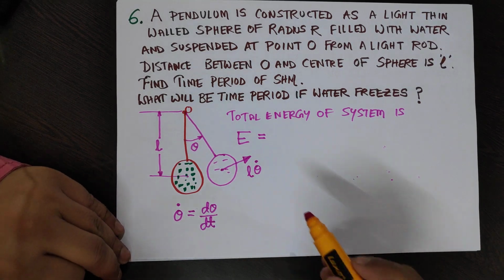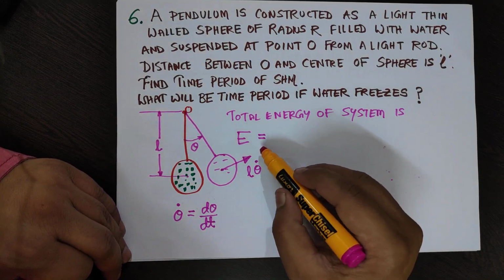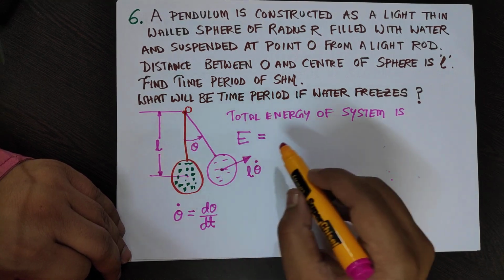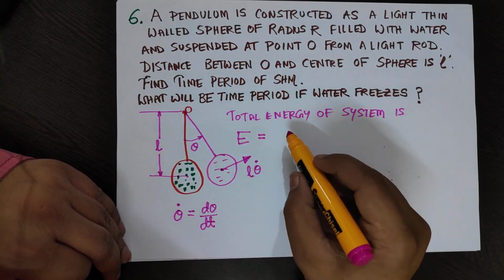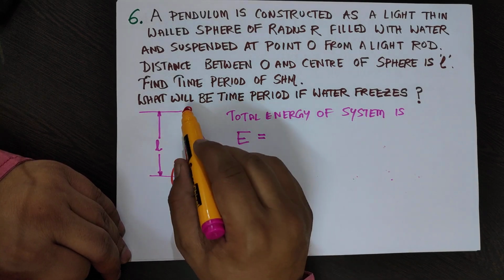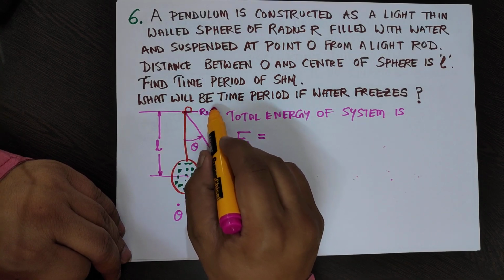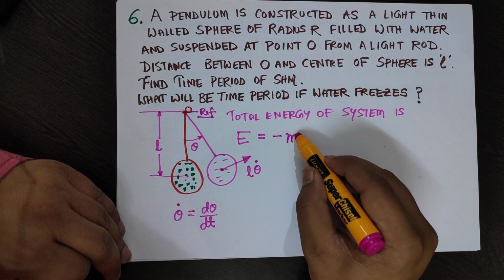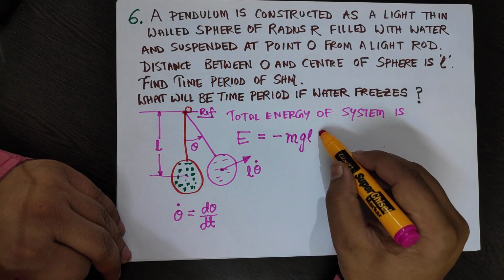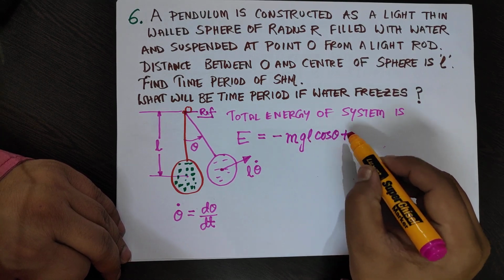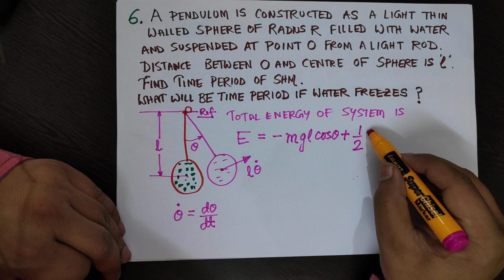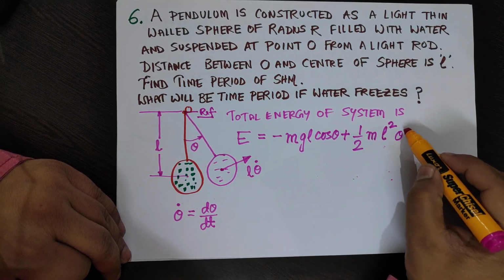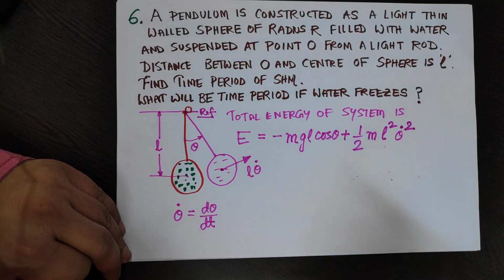So it's L theta dot. So this is the velocity. The rod is massless and the mass of the shell is also neglected. For potential energy, if you take this as a reference, then potential energy is minus mgL cos theta. For kinetic energy it is half m v square, that is L theta dot, so half m L square theta dot square.